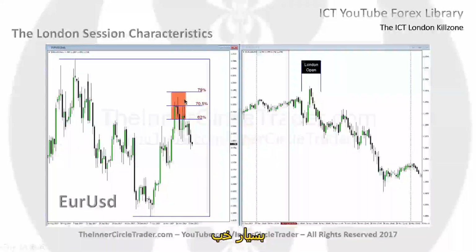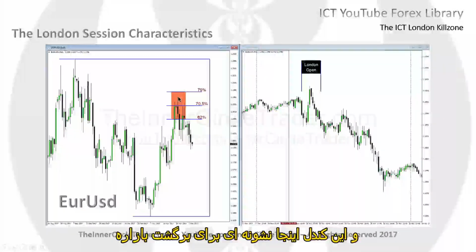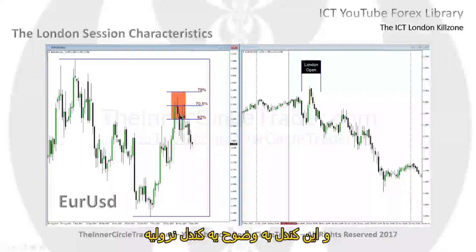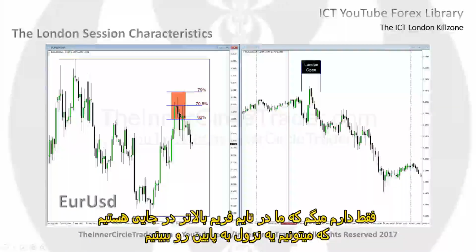Okay, so what we're seeing here is the market on the Euro trading up into the 70.5 level, failing to get to the 79 level, and this candle right here shows a willingness to want to reverse. So the next candle, we could potentially see this be a bearish candle. Now, I'm not looking at swing points. I'm just looking at where we are in a higher time frame, and this could be a point of interest for a breakdown.